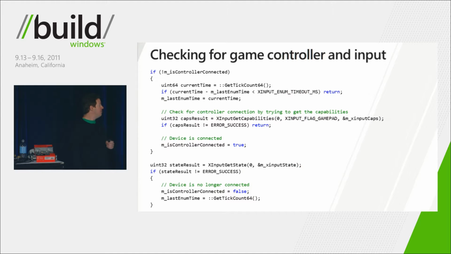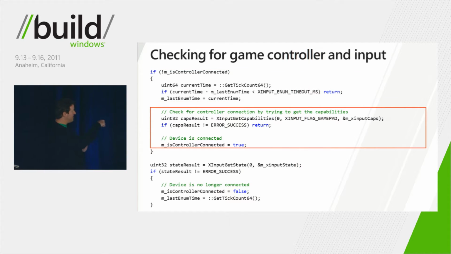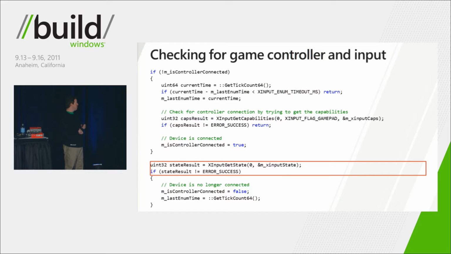And then you use XInput get capabilities. This will return an error if there's no controller connected, or success if there is one connected. Note that here I'm passing in 0 for the first parameter. That corresponds to the user index. We support up to 4 controllers attached. So if your game is supporting multiple controllers, you'll want to check for other values there in a for loop.